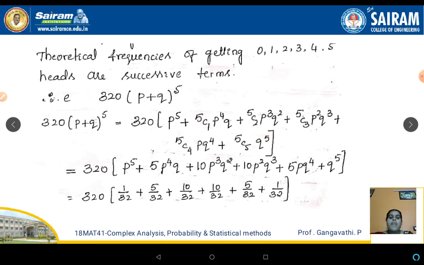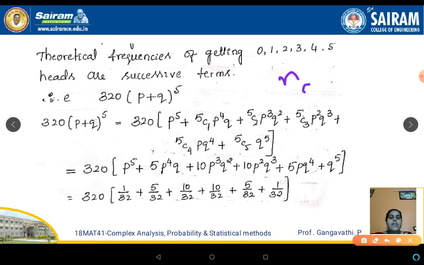So 5c5 is 1 and therefore 320 into p to the power of 5. When we simplify, we get this. Hope everybody knows how to write all these things. The values 5c1, 5c2, 5c3, 5c4, 5c5 can be expanded by using the nCr formula, that is n factorial.